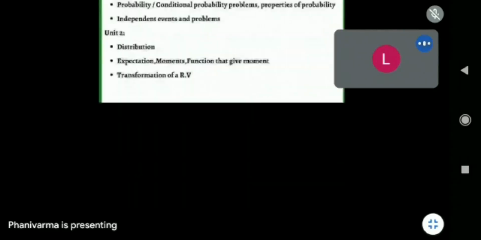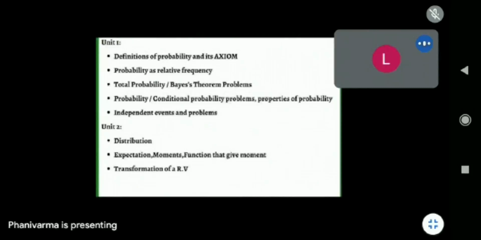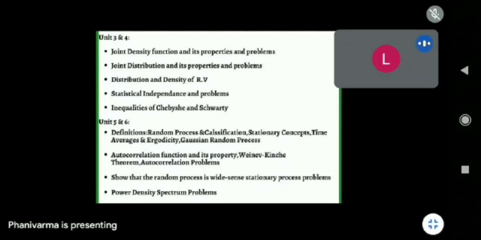In Unit 1, the important concepts are definitions of probability and its axioms. Next one is probability as relative frequency, total probability based theorems and its problems, conditional probability problems and properties, independent events and problems. Coming to Unit 2, we have distribution, expectation, moments, function that gives a moment, and transformation of random variable. And coming to Unit 3 and 4, we have joint density function and its properties and problems, joint distribution and its properties and problems, distribution and density of a random variable, statistical independence and problems, and inequalities.